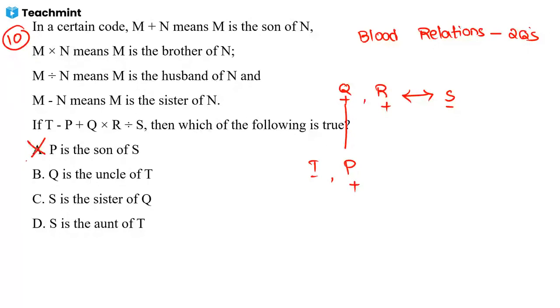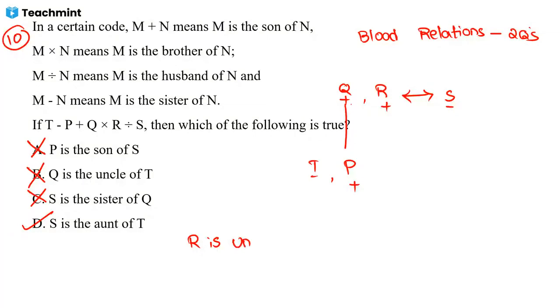Wrong. Q is uncle of T. No, Q is father of T. S is sister of Q. Sister-in-law, not sister. S is aunt of T is correct. R is uncle of T.